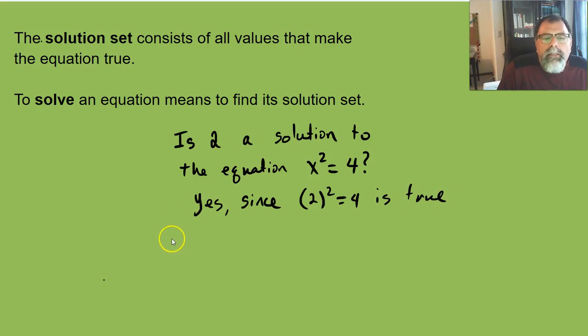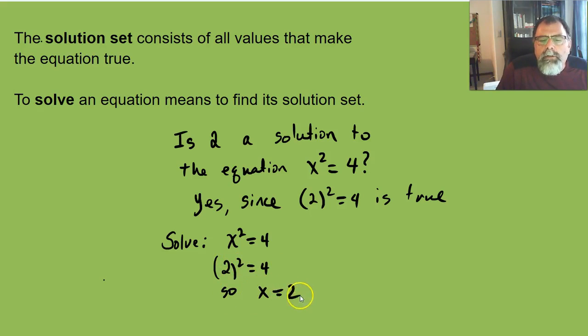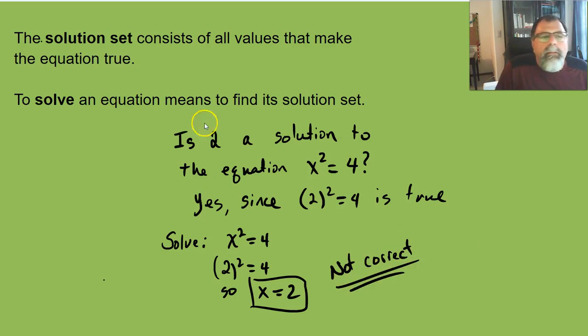But if I said solve the equation x squared equals 4, and you said, oh, 2 squared is 4 is true, so x equals 2 and you're done, the answer is this is not correct. Why? Because to solve means to find the solution set. The solution set consists of all values that make it true.